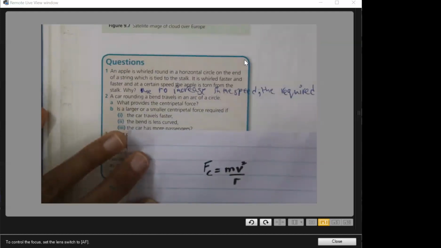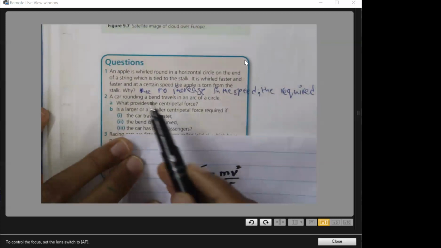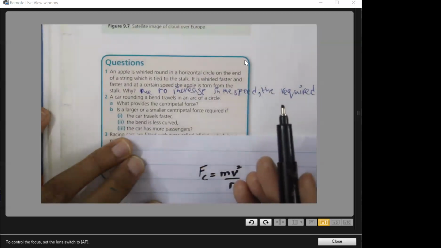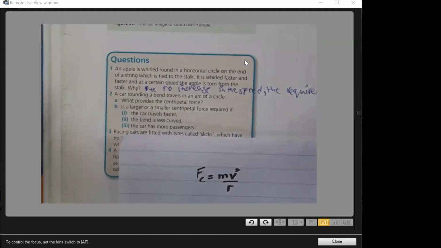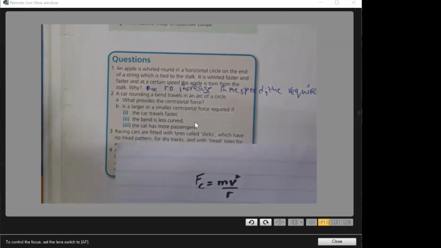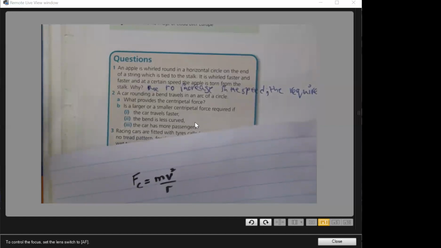Okay, next question. A car rounding a bend travels in an arc of a circle. What provides the centripetal force? This we already discussed. Who's going to answer? Okay, do you know what provides the centripetal force when a car bends in an arc of a circle? The friction between the tires and the road. Yes, the static friction. Okay.